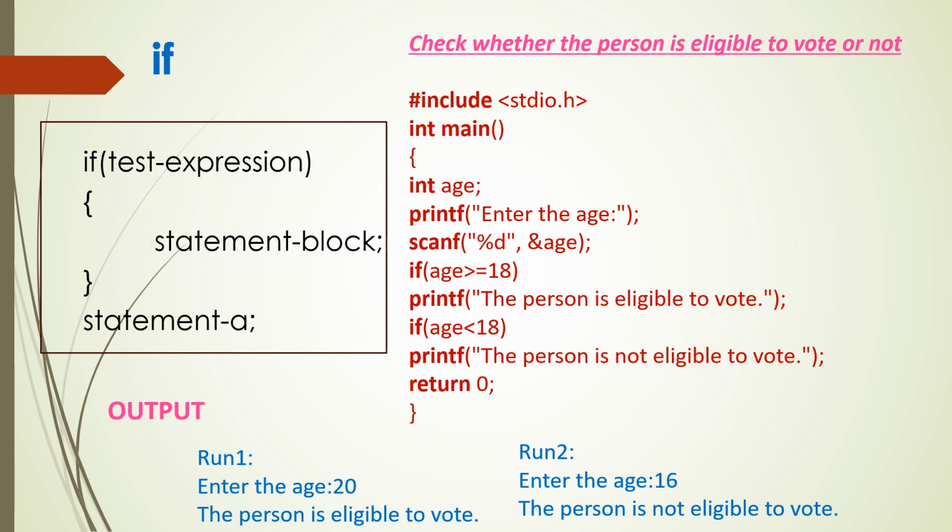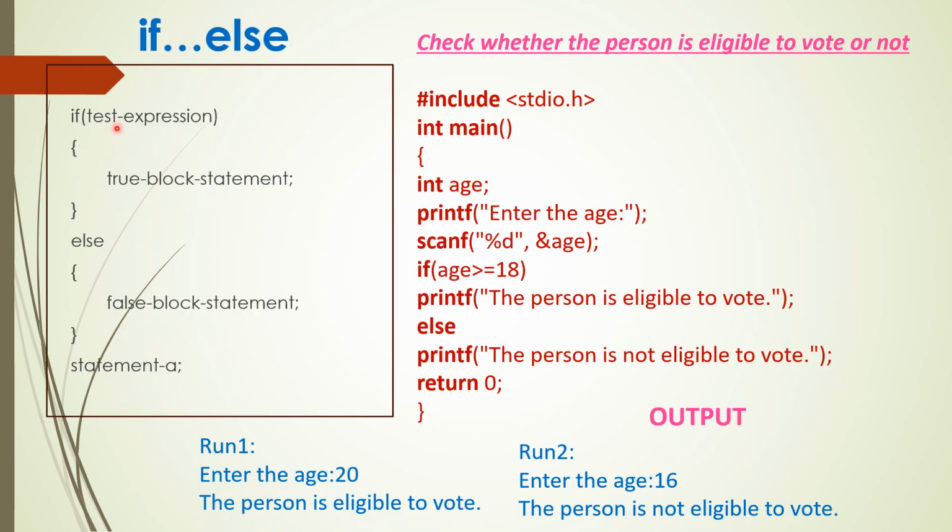Next is if else. In if else, we have if there will be a test expression, and if the condition is true, then it enters and executes this. Else it will move to the else condition. There is no condition for else. Automatically it checks whatever is there in the else and it prints that. Then it continues with the next statement, which is statement A.